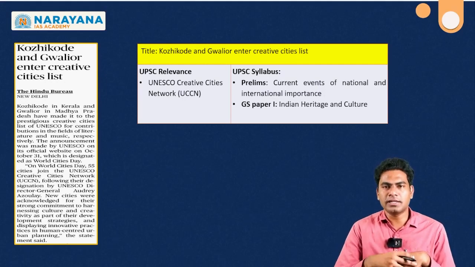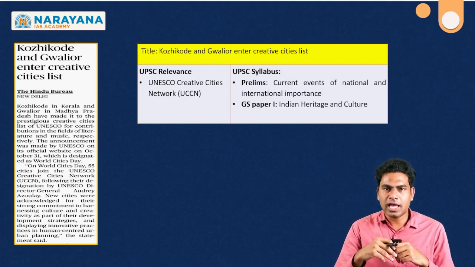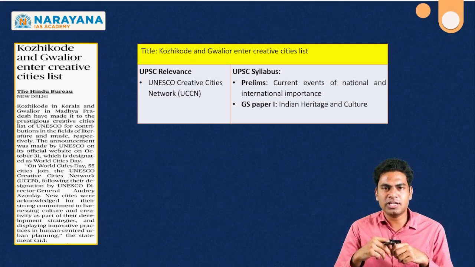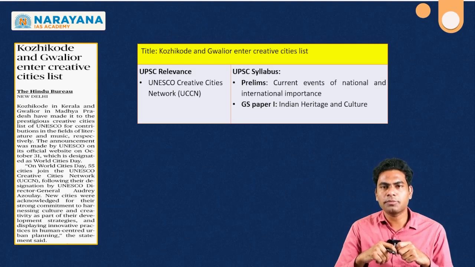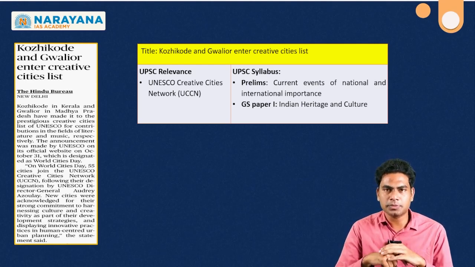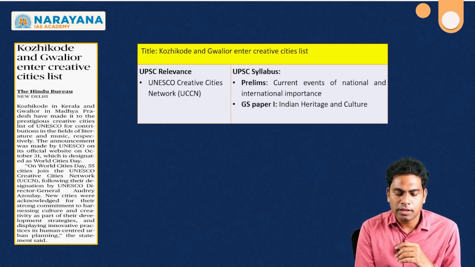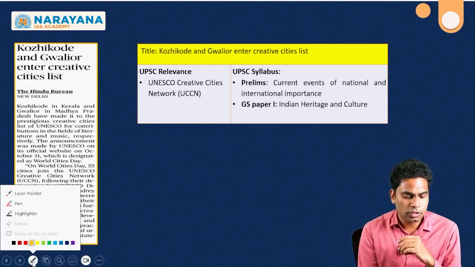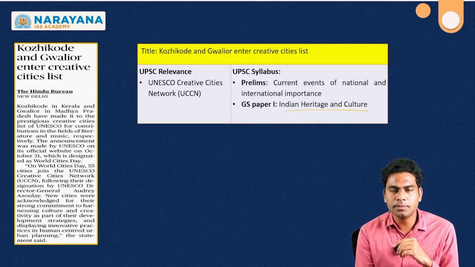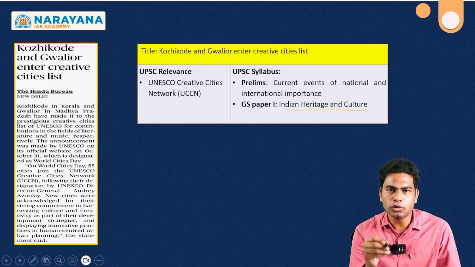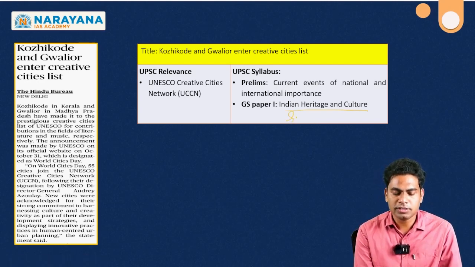This completes this article. Coming to the fourth article, two of the Indian cities have entered into the UNESCO Creative Cities Network list, which is released by UNESCO. This article is of importance both from the prelims perspective and the mains perspective. From the mains perspective, questions could be asked on Indian heritage and culture. At the same time, it could be quoted as an example for the sustainable development of cities.